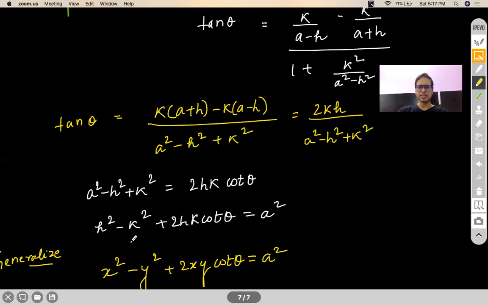Clear? Dear students, get this locus concept very straightforward, very clear in your mind, because it is going to govern your understanding of your future parts of coordinate geometry. We'll take more questions, don't worry.